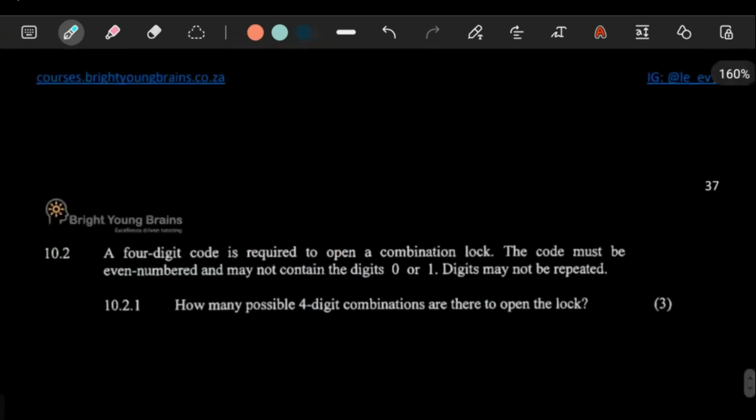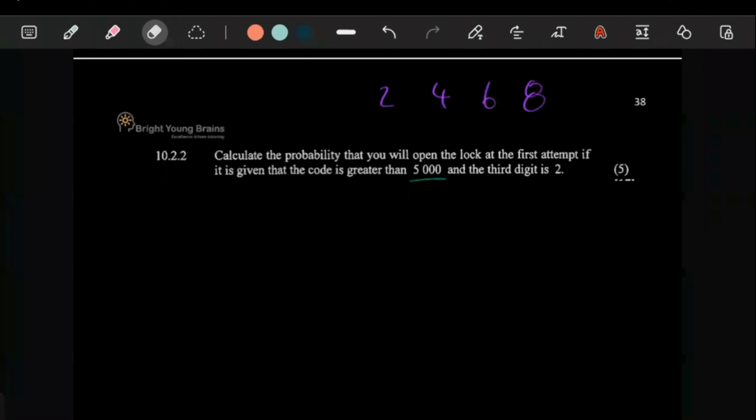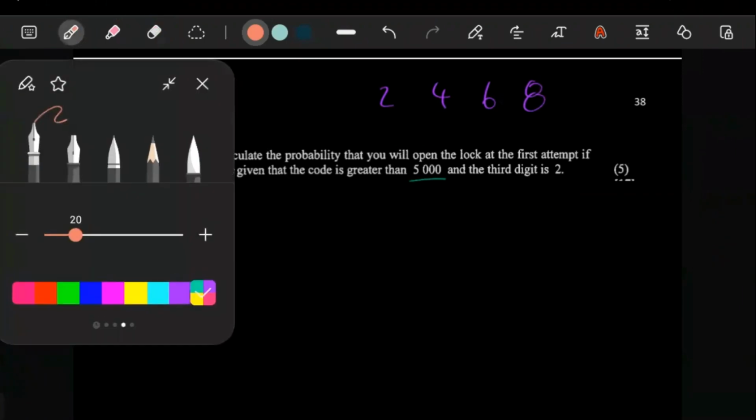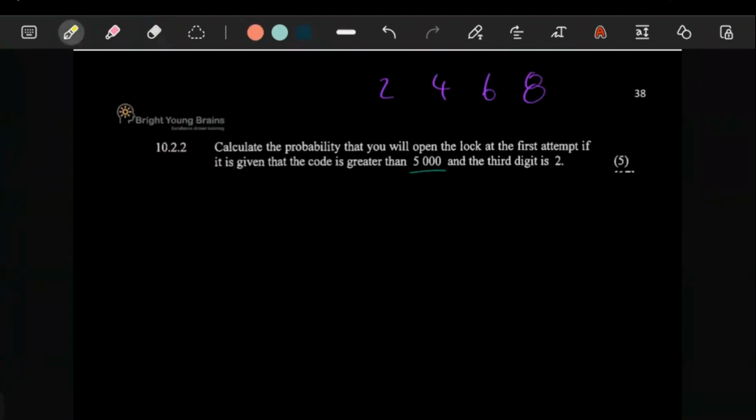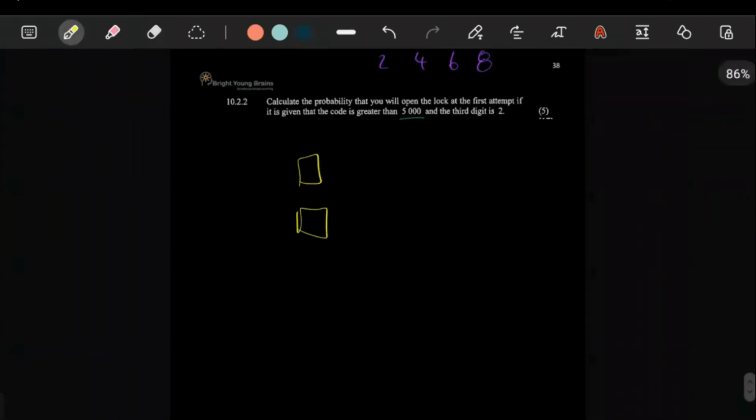10.2. It says here a 4-digit code is required to open a combination lock. The code must be even numbered and may not contain digits 0 or 1. Digits may be repeated. How many possible 4-digit combinations are there to open the lock? Okay, so in a situation like this, let's lay out the kinds of numbers we can possibly have: numbers that start with a 5, and then ones that start with a 6, 7, 8, and 9.